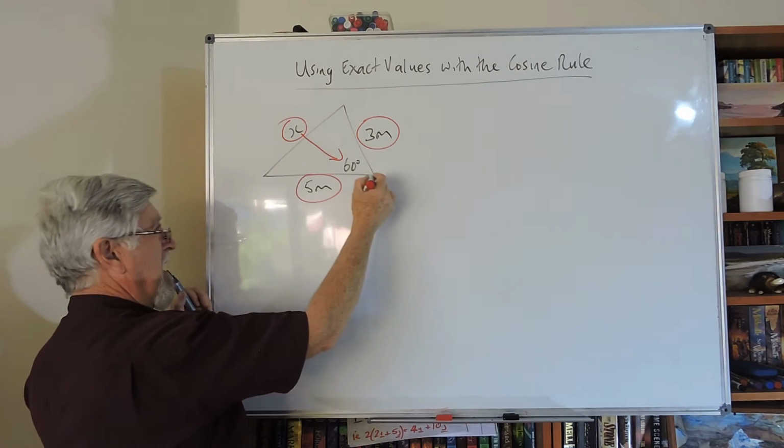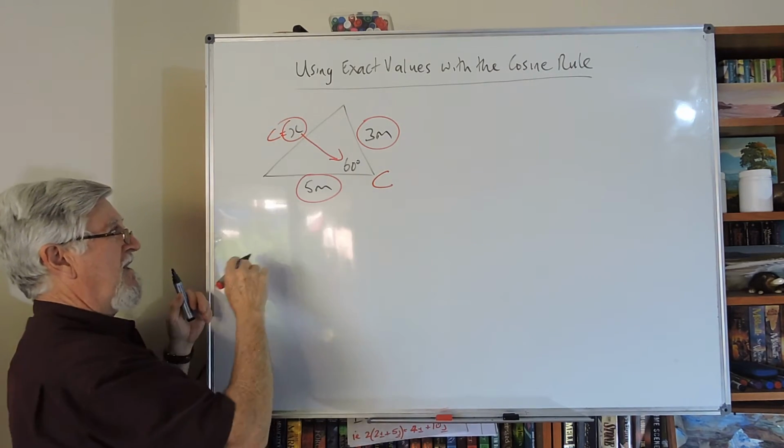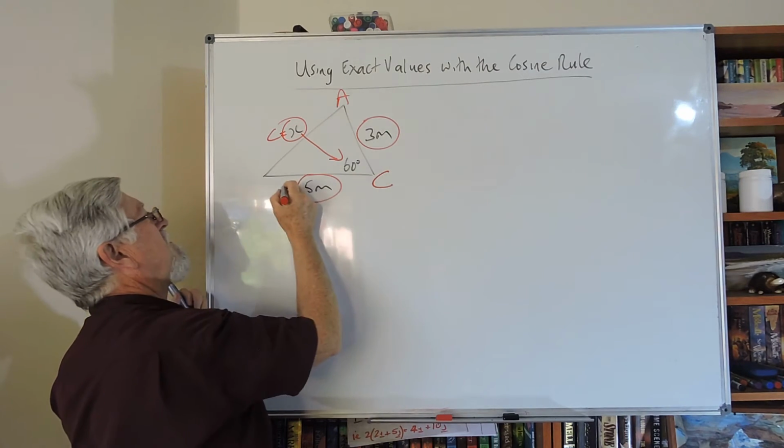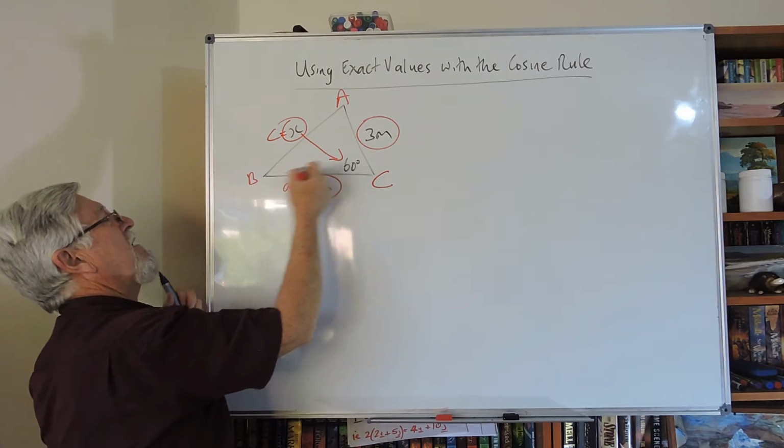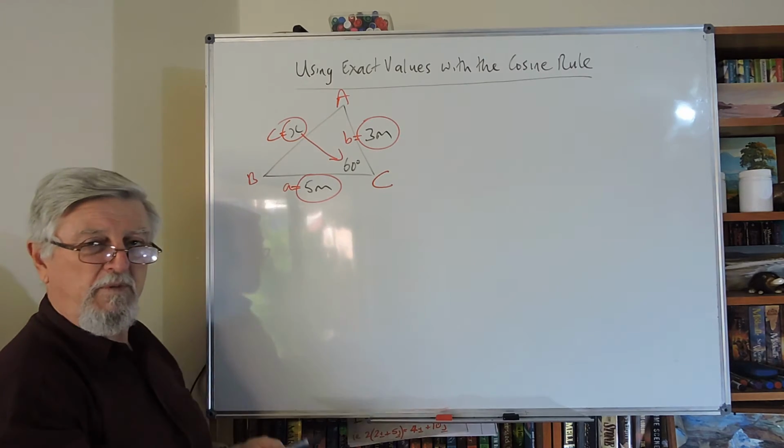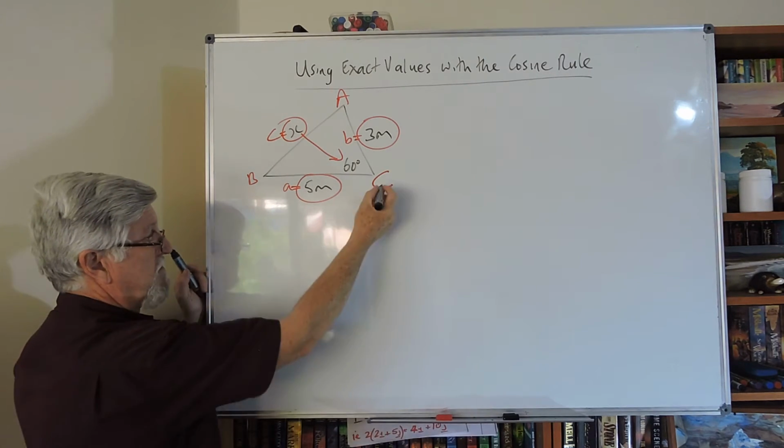This becomes capital C, that becomes little c. That means these become capital A and that's little a. And this is capital B and that's little b. Doesn't matter if you swap the a and the b around. So let's go to the formula and see what we've got.